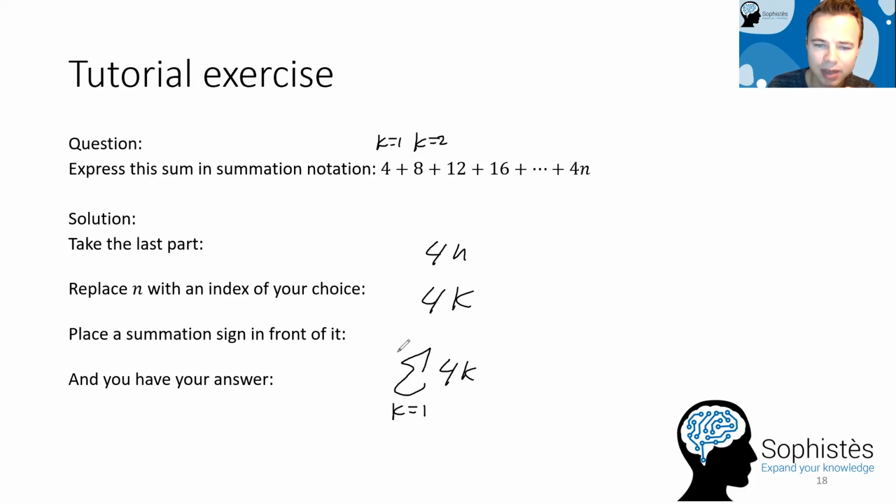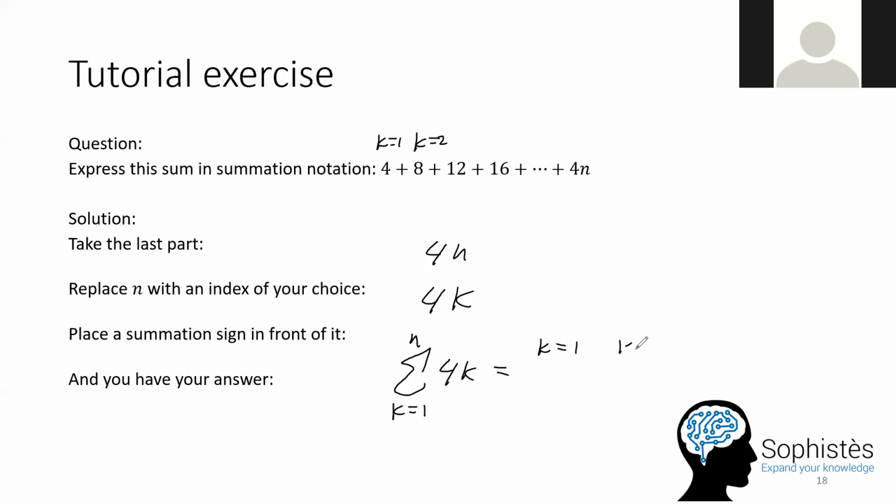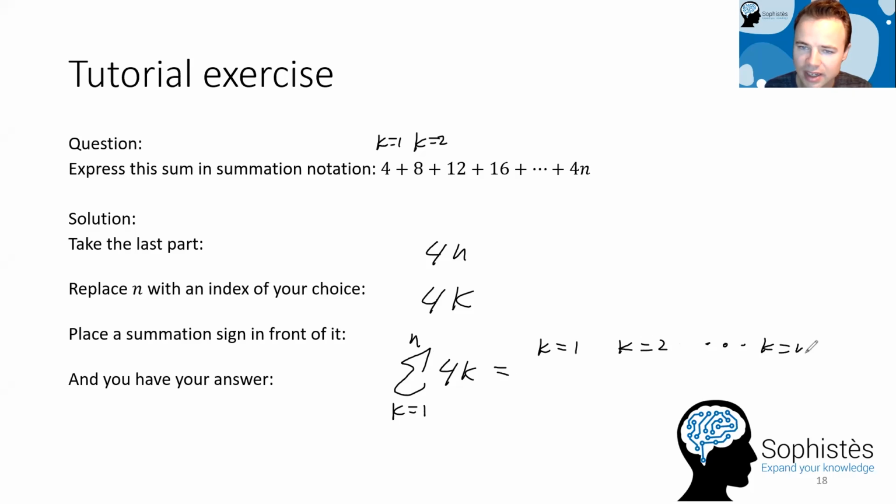And what is then my thing that I put here? 4n. No, just n, right? Oh yeah, n. Yes. You can check yourself. You can do k is 1, k is 2, all the way up to k is n. So now you get 4 plus 8, all the way up to 4n. You see that?